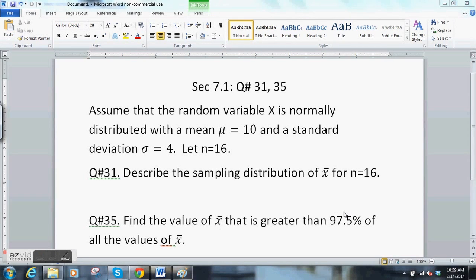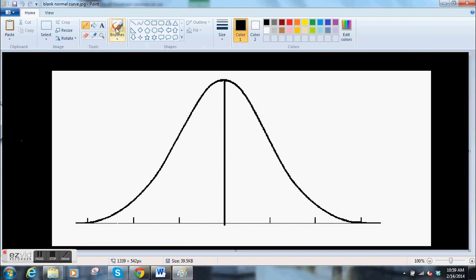The value of x bar that's greater than 97.5% of the other values. This is kind of a weird thing, and for me this is where the pictures come in handy, because without a good picture it's hard to draw.